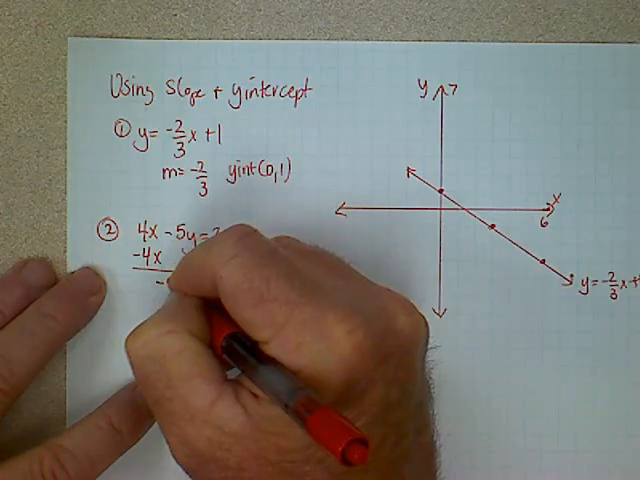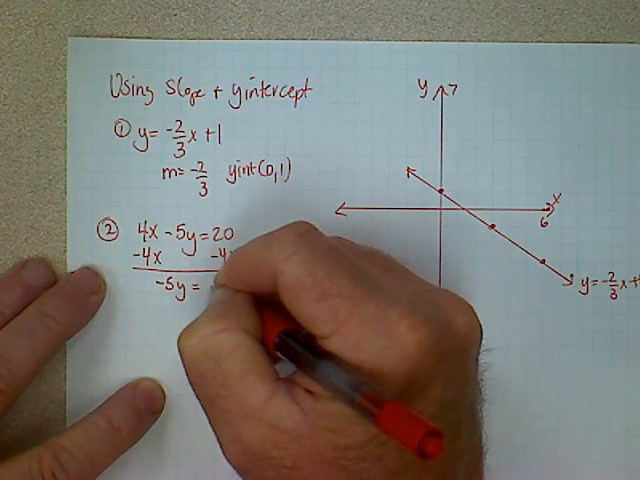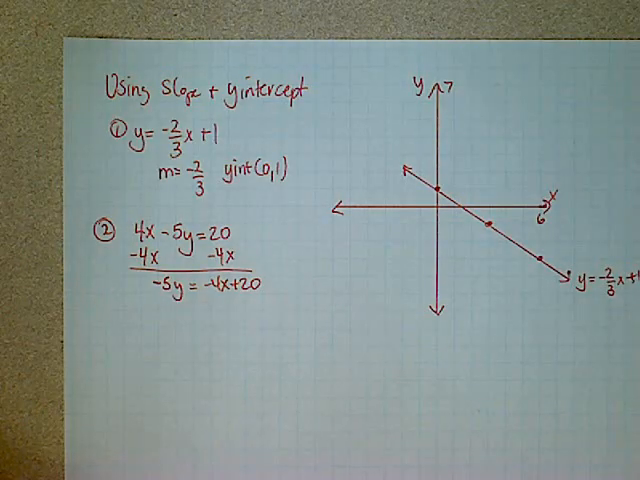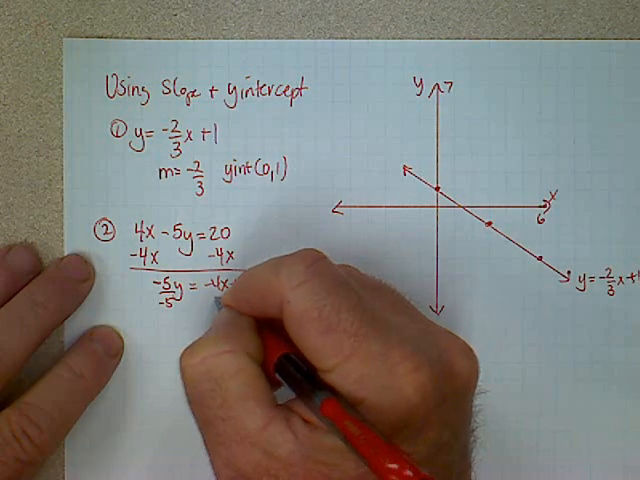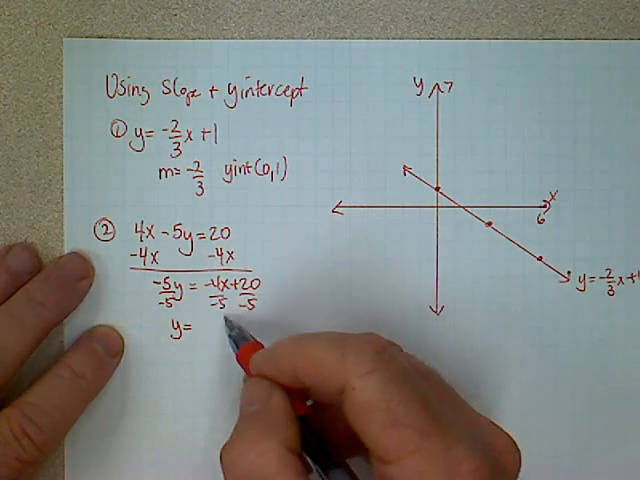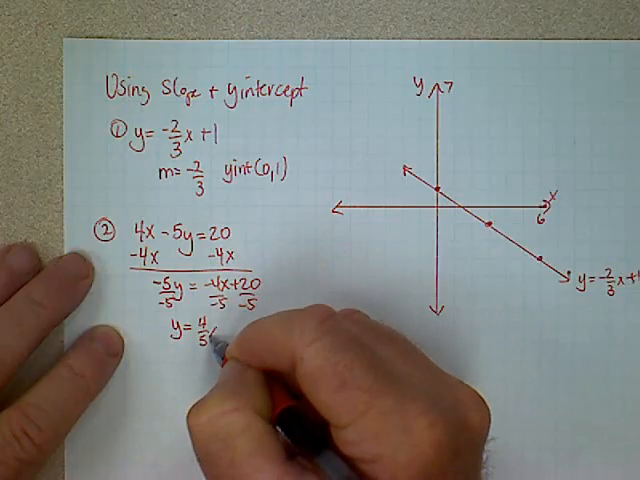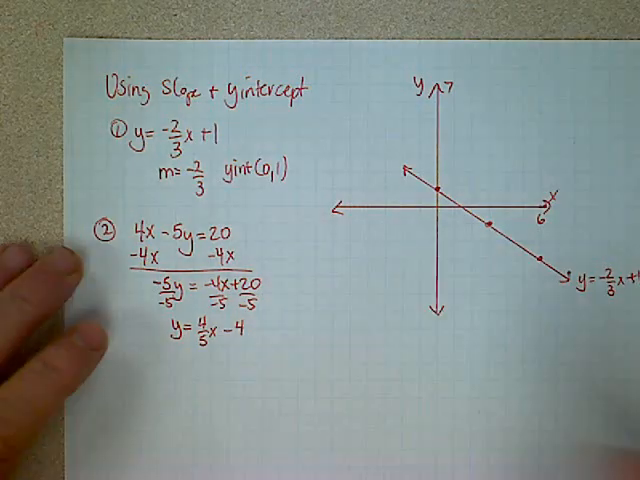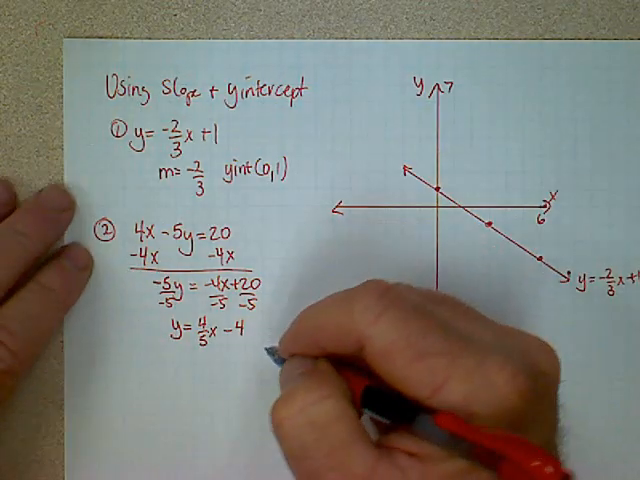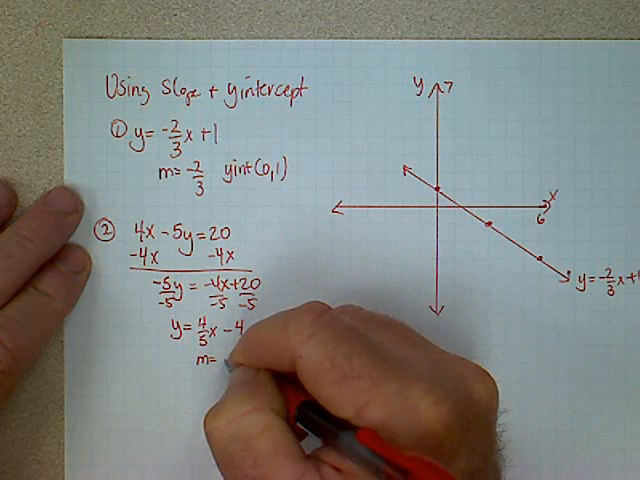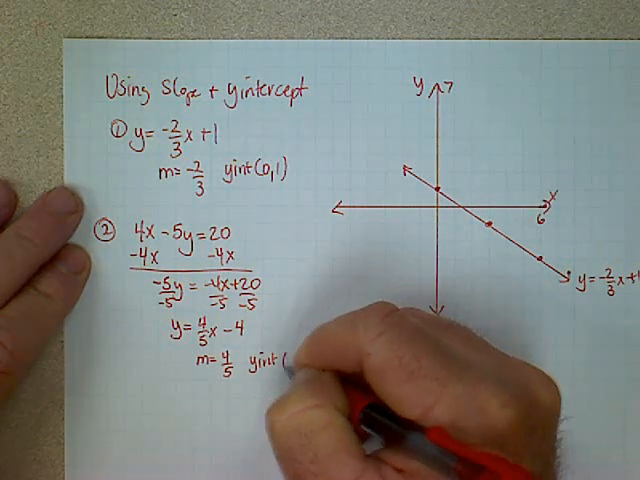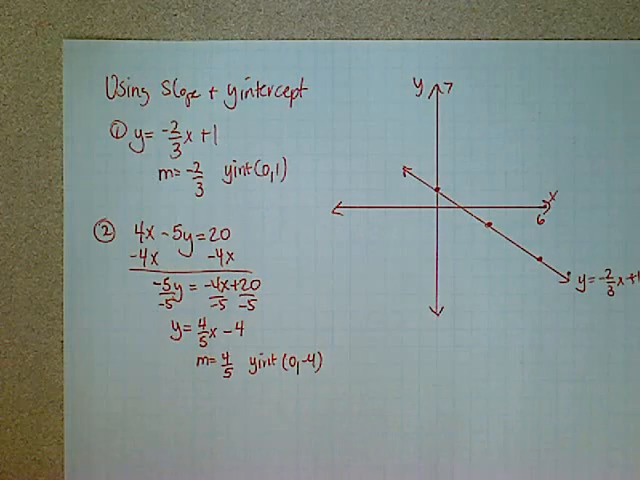So, we have negative 5y equals negative 4x plus 20. We're going to go ahead then and divide everything by negative 5. Divide by negative 5, every part. And with y equals, this is going to be positive 4/5 x minus 4. We're ready to go. We just need to write down what our slope is. Slope here is 4/5. Y-intercept is (0, -4).